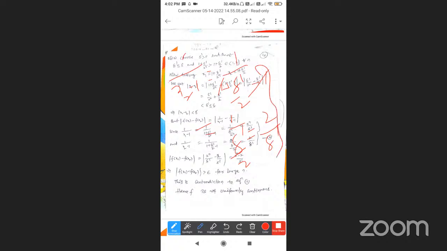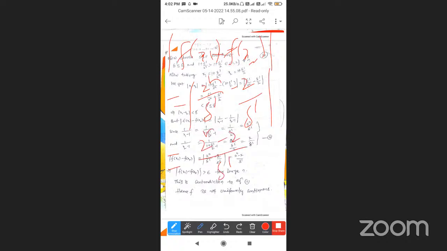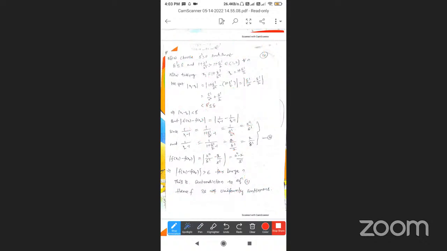This is the second equation. Now mod of f of x1 minus f of x2 is equal to 2 power of n by delta dash minus 2 by delta dash. Delta dash is the LCM, so this is always greater than epsilon naught for large n. This is a contradiction to equation 1. Hence f is not uniformly continuous. So this is the example problem.